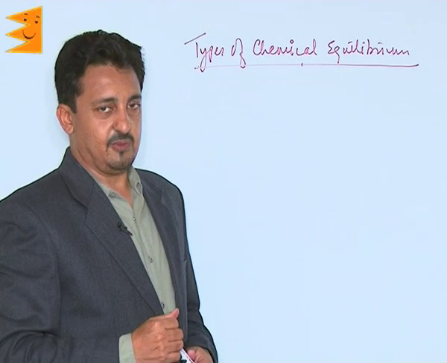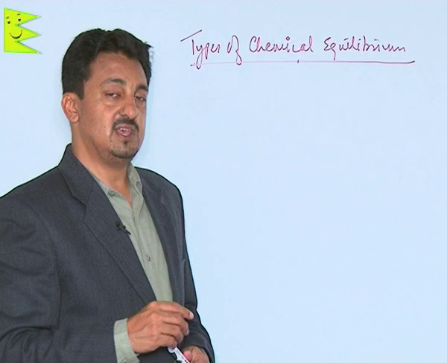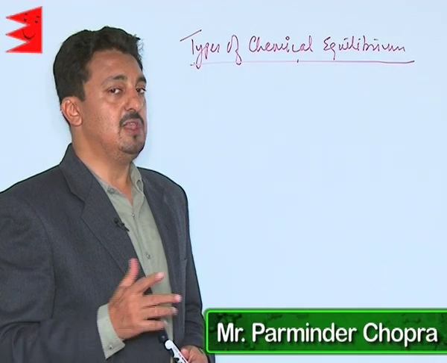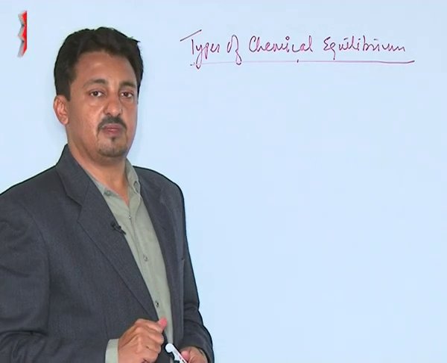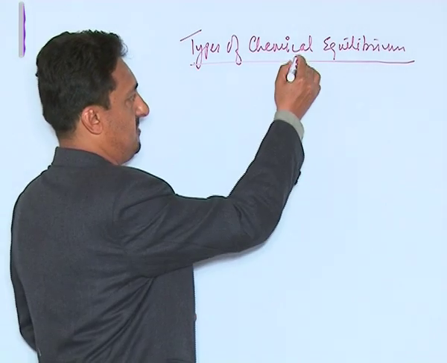Types of chemical equilibrium. We know that whenever in any reaction or in any process, the chemical composition of the substances gets changed, the equilibrium involved is called chemical equilibrium. Now this chemical equilibrium can be of two types.